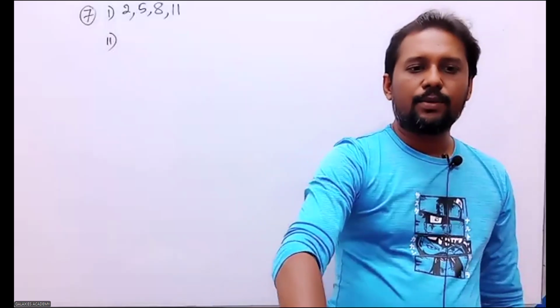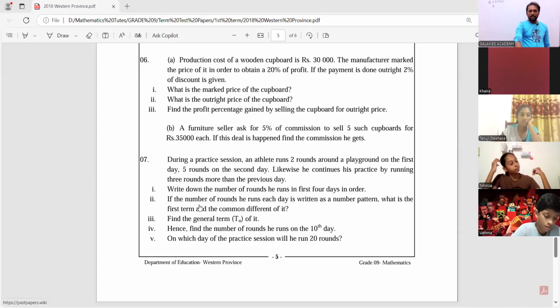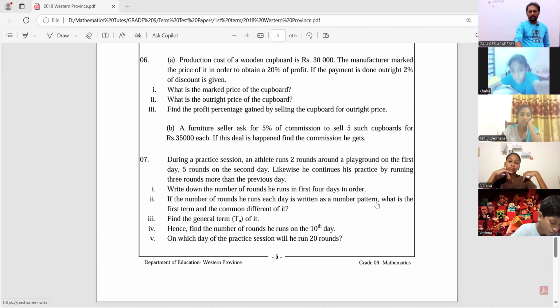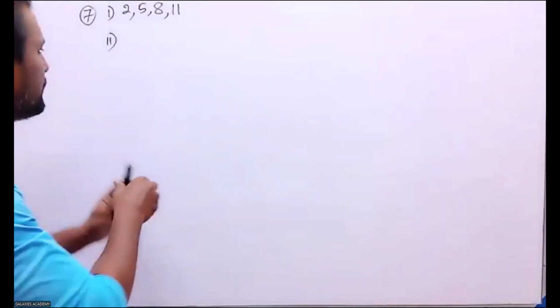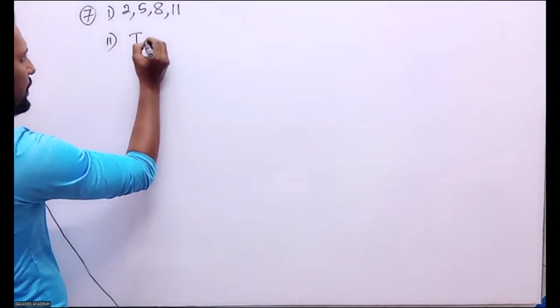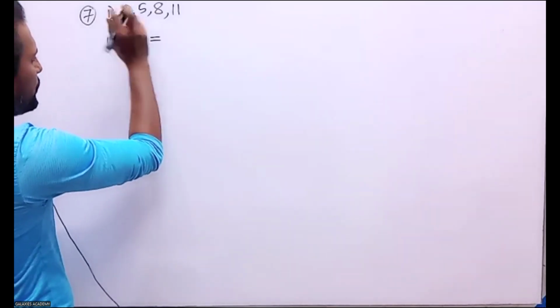Right. Then let's go to the second part of this question. If the number of rounds he runs each day is written as a number pattern, what is the first term and the common difference of it? Right. What is the first term? First term is T1, no? T1. First term is 2.